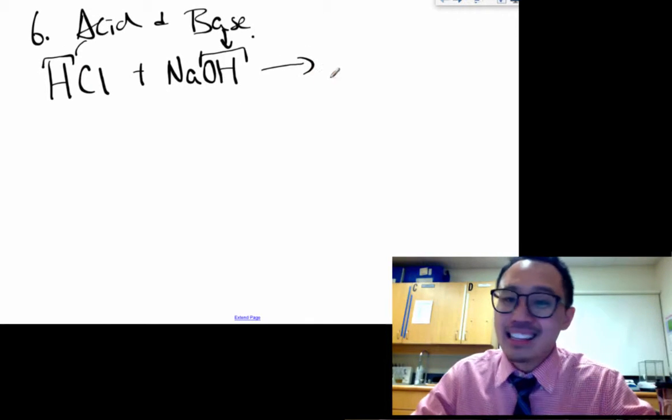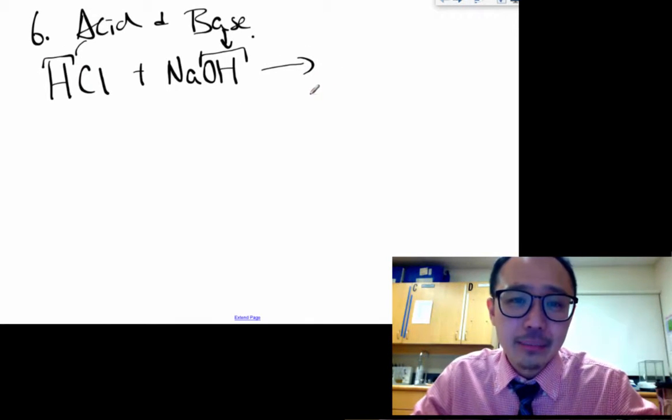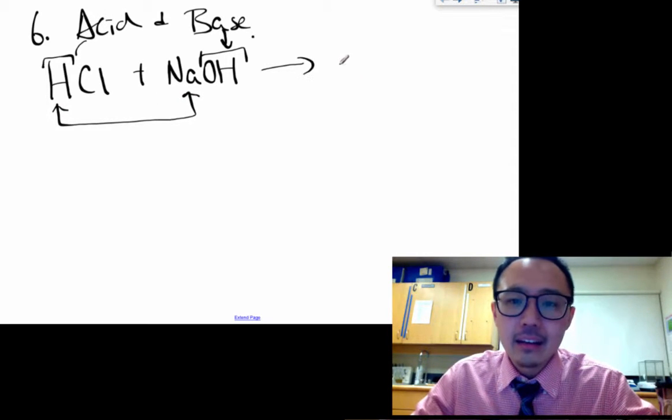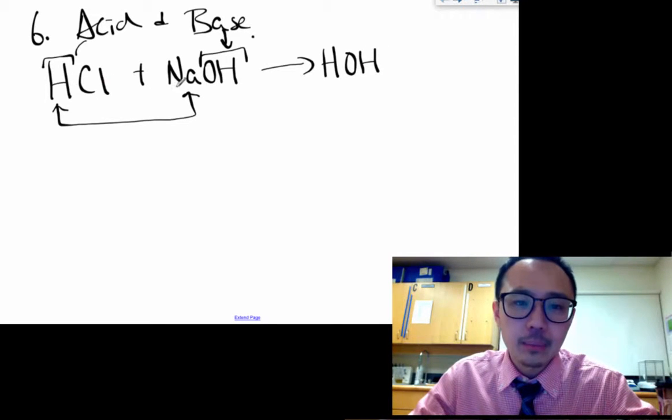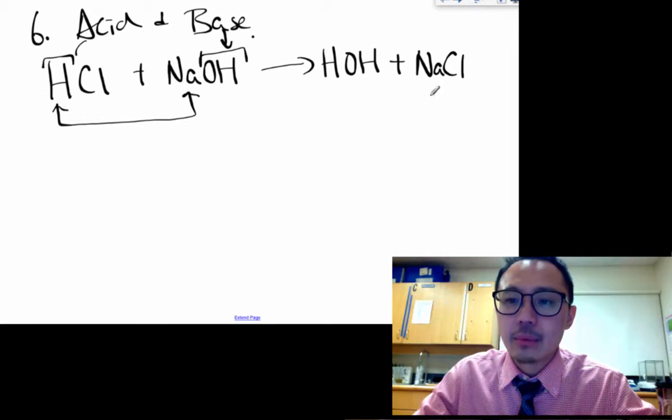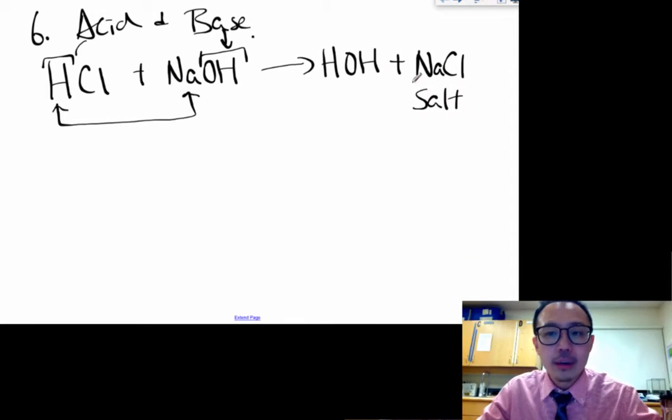So what happens is this is exactly like a double displacement reaction. This H will switch places with the Na, so you get HOH, which is just water, plus NaCl, which is a salt. Salt is not always NaCl. It's one where you have your cations and anions, and it will usually precipitate out.